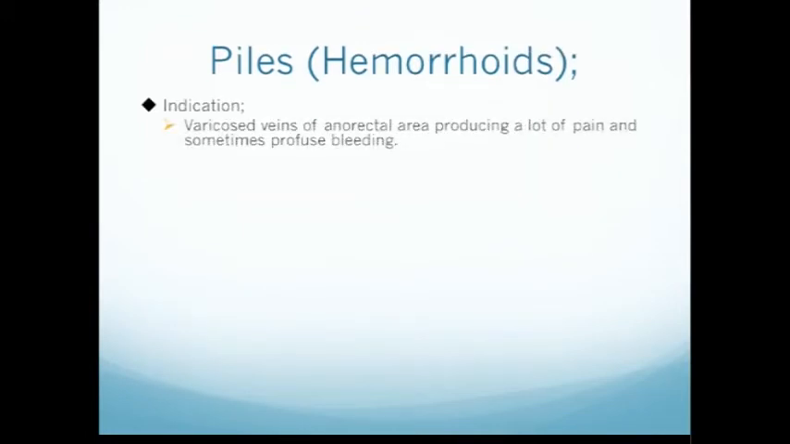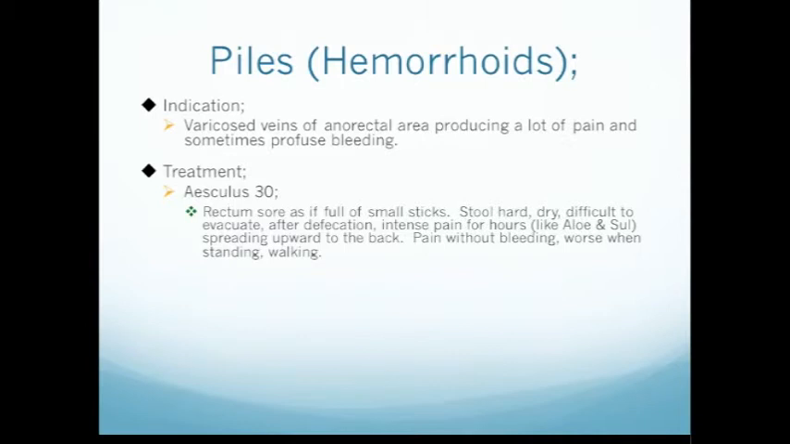Hemorrhoids, piles. These are varicose veins of the anorectal region producing a lot of pain and sometimes profuse bleeding. Aesculus 30 can be helpful. This is for those who have a rectum that feels sore as if it was full of small sticks. Stool is hard, dry, difficult to evacuate. After defecation, there will be intense pain that may last for hours, like that treated with aloe and sulphur. It spreads upward to the back. The pain will be without bleeding, worse even when standing and walking.